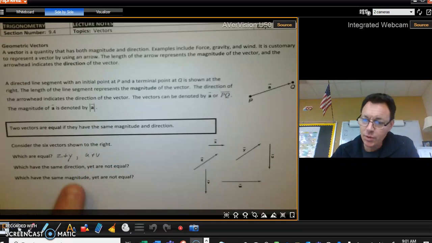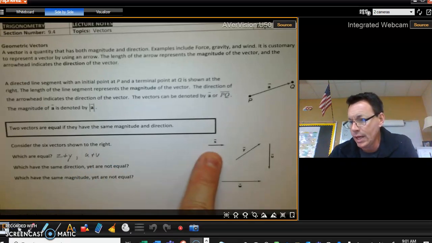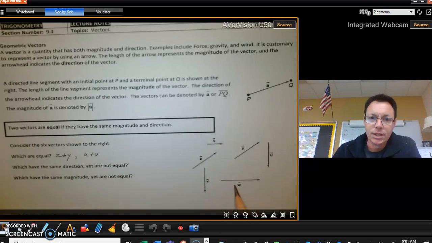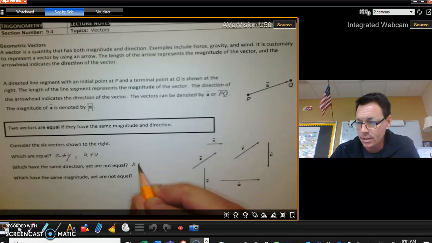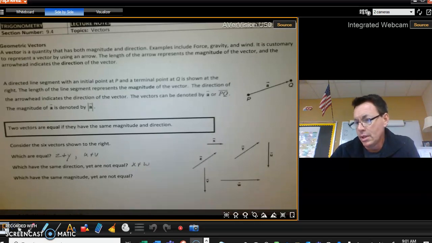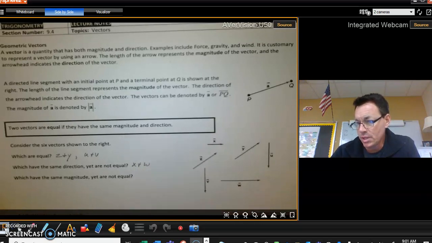Which have the same direction yet are not equal? X and W are going in the same direction. They're both headed to the right, or headed east, but this one has a much larger magnitude than that, so they're not equal to each other. So X and W would be examples. They're going in the same direction, but they're not equal.